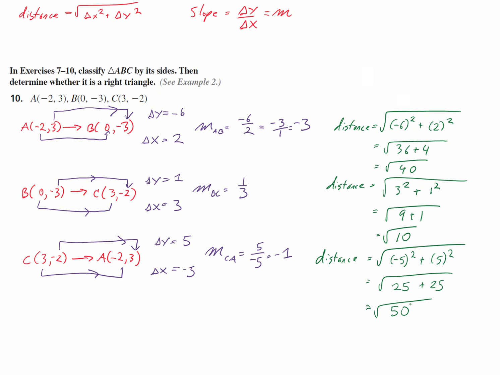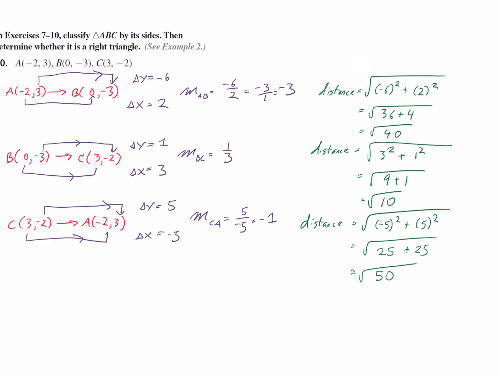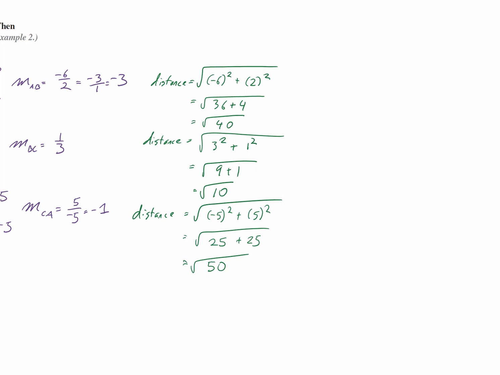Okay, so looking at just the lengths, I have one that's square root of 40, another one that's square root of 10, and the third side, which is square root of 50. So taking these three lengths, they're all different. So this triangle, triangle ABC, is scalene.